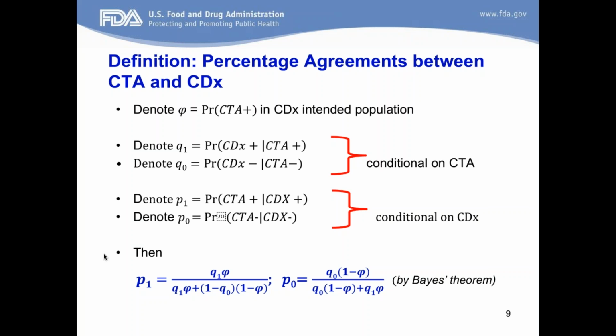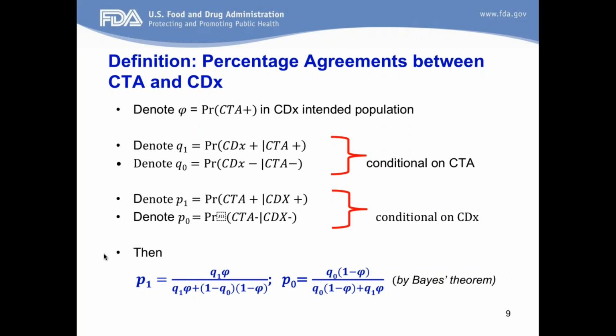Then in the study, we could estimate the proportion of the enrolled or screened patients who are CTA positive. In my talk, I denote this as pi. Then using pi, Q1 and Q0, based on Bayes' theorem, we can get estimates for P1 and P0, which are the PPV and NPV for CDX. The P1 particularly is very important because this metric will be used in the drug efficacy estimates. So that's the set of agreement.